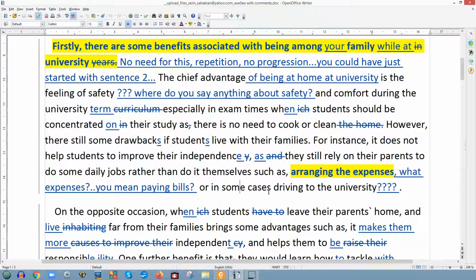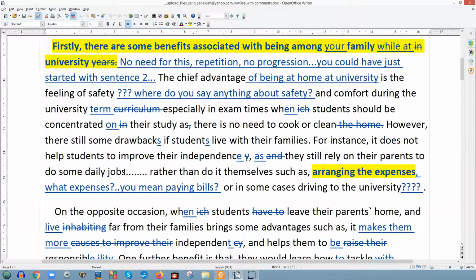Who is driving? You mean the parents? Why would parents drive you to university? Wouldn't you take a bus? So I'm not really sure what that is talking about. So we've got some interesting points here. Okay, the chief advantage is comfort. You don't have to cook or clean. And then you've got a drawback. It doesn't really make them independent because they still have to do the daily jobs. I mean, I would have explained that more in terms of household chores and etc.